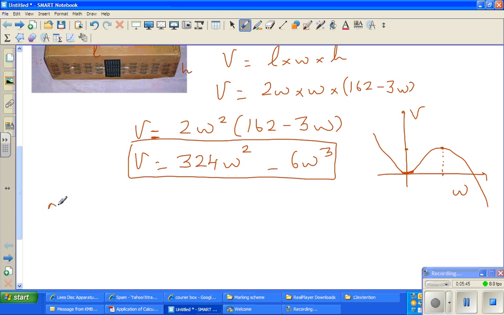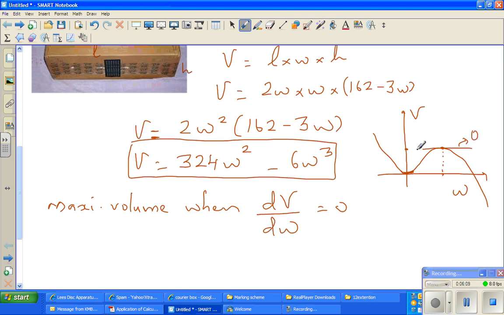So the maximum volume is when dV by dW is equal to zero. What do I mean? If you draw a tangent at this point, the gradient, the slope of this line, is zero. That's what I'm saying: at maximum volume, the gradient at that point is zero.